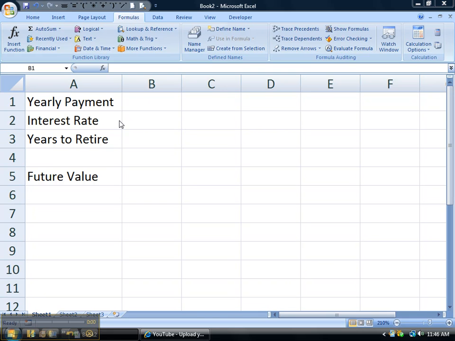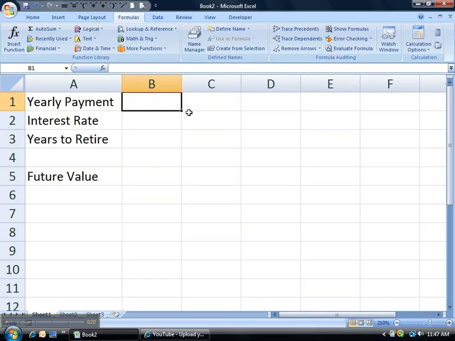All right, another financial function is the future value of money. If I put money away to retire, how much am I going to have in the future? So if you could type in these labels you see here in column A, and then in B1 here, yearly payment, how much money am I putting in my retirement account?